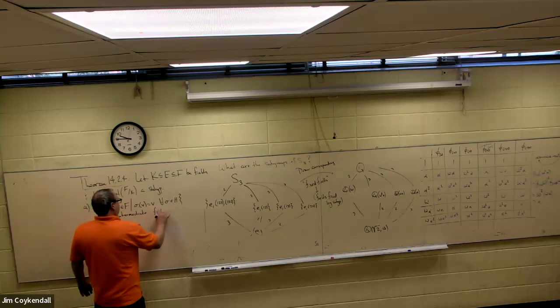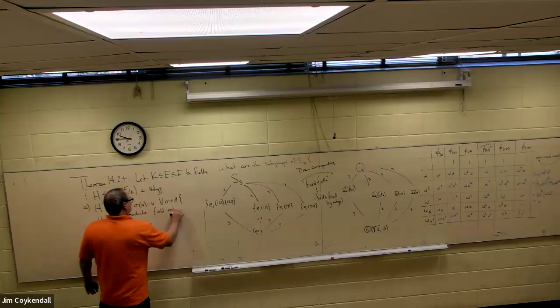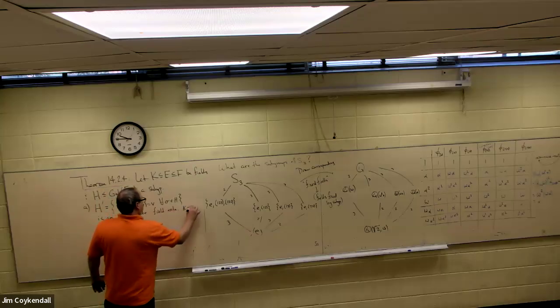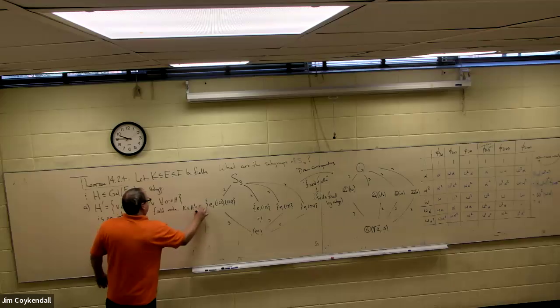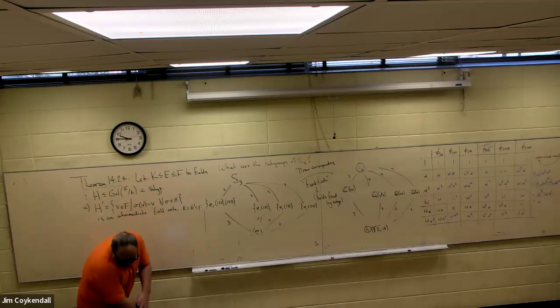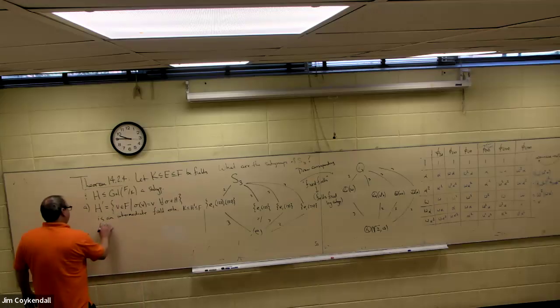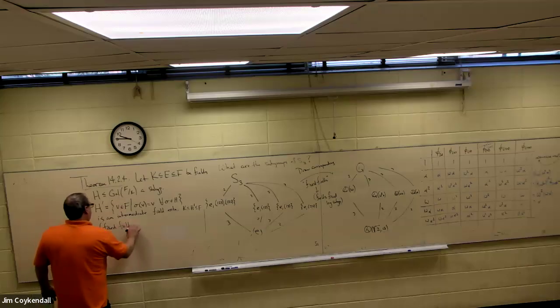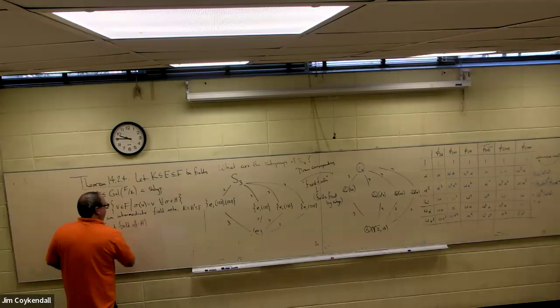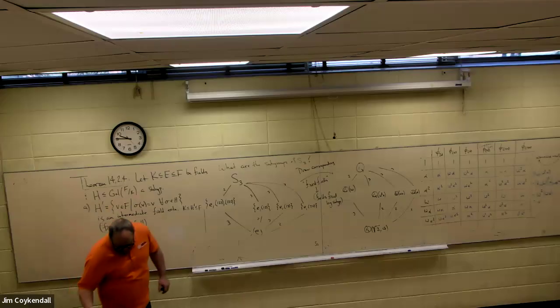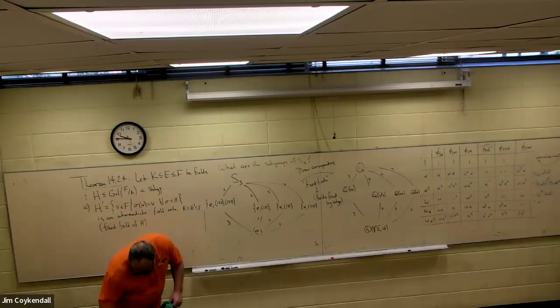Field extension. That is to say, H prime sits somewhere between K and F. This is called the fixed field. And there's a corresponding one for an intermediate field.